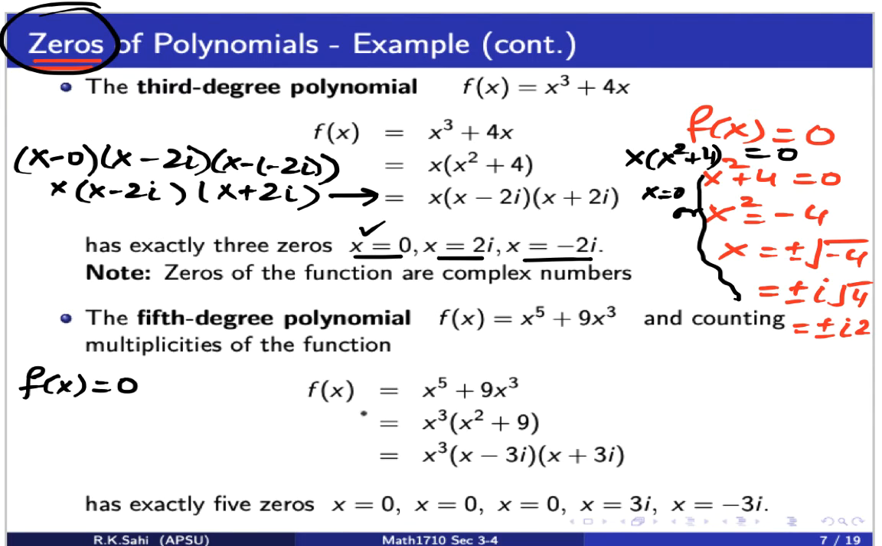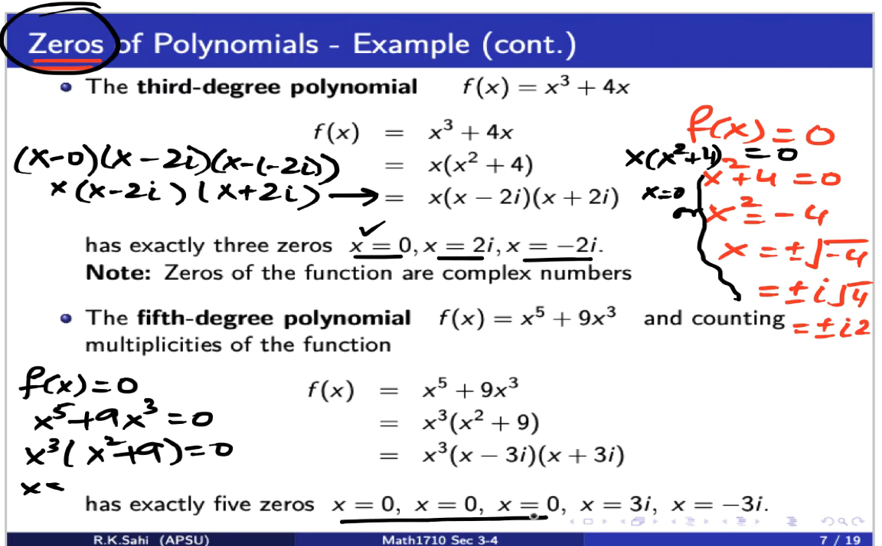Here I have written down the factorization first. But what I normally do is I actually do the math here, find out the zeros, and then go back and fill this up. So here f(x) is 0, that means x to the 5 plus 9x cubed is 0. Now x cubed is common, and then I have x squared plus 9 is 0. Now x cubed is 0, that means x is 0, x is 0, x is 0. Three times x would be 0.